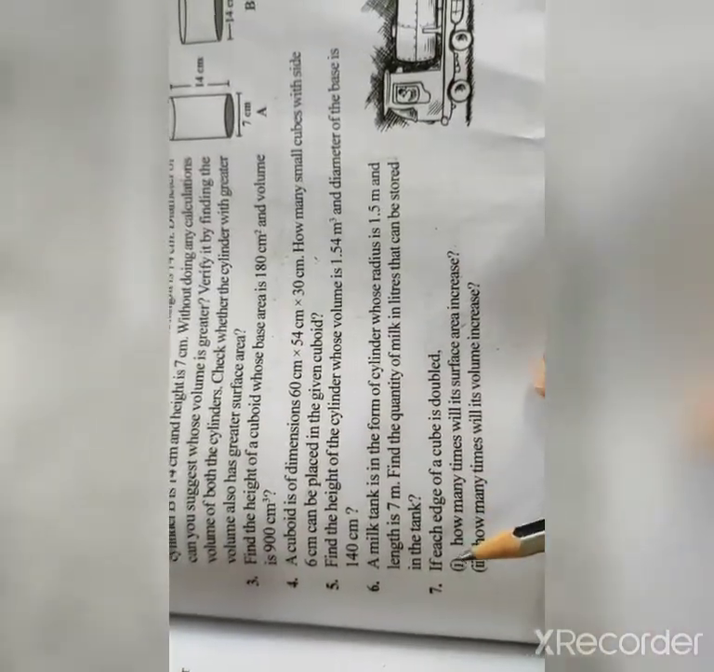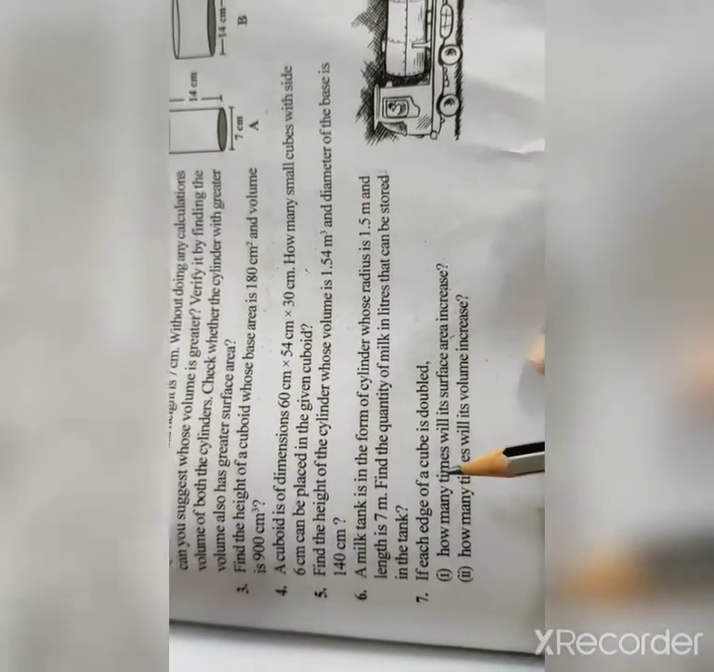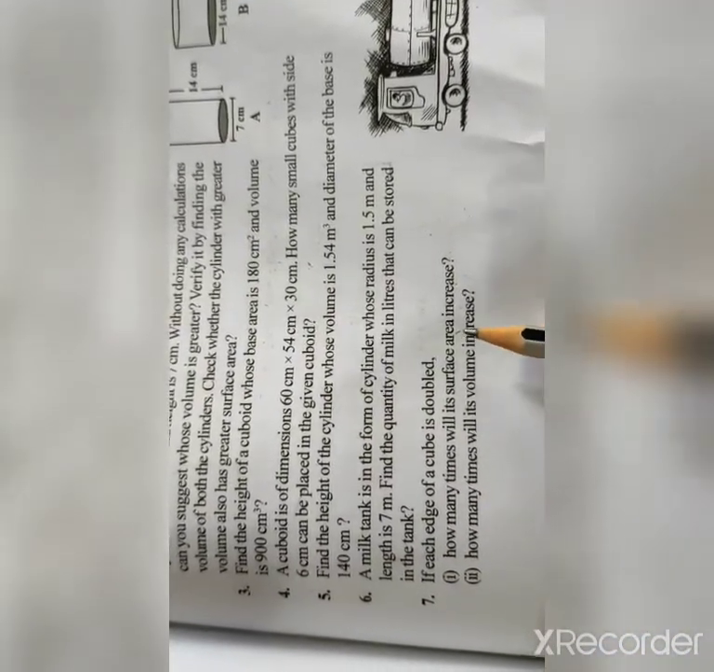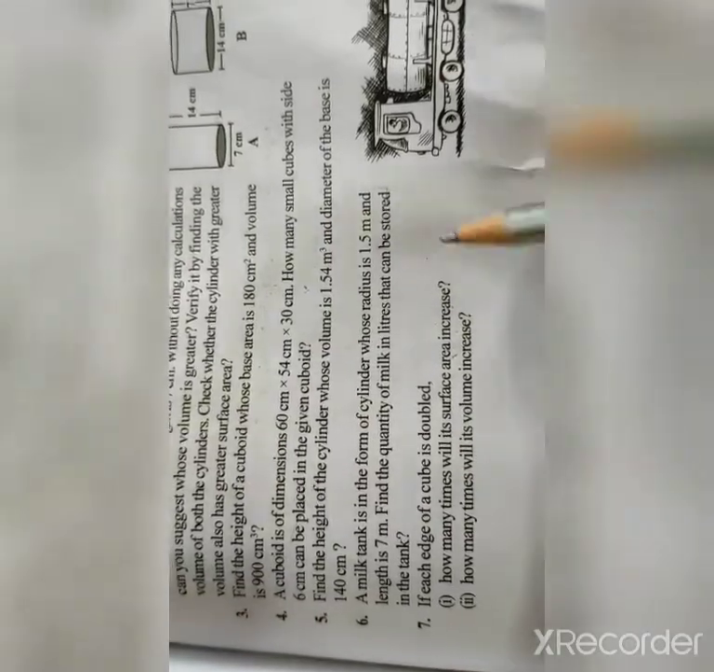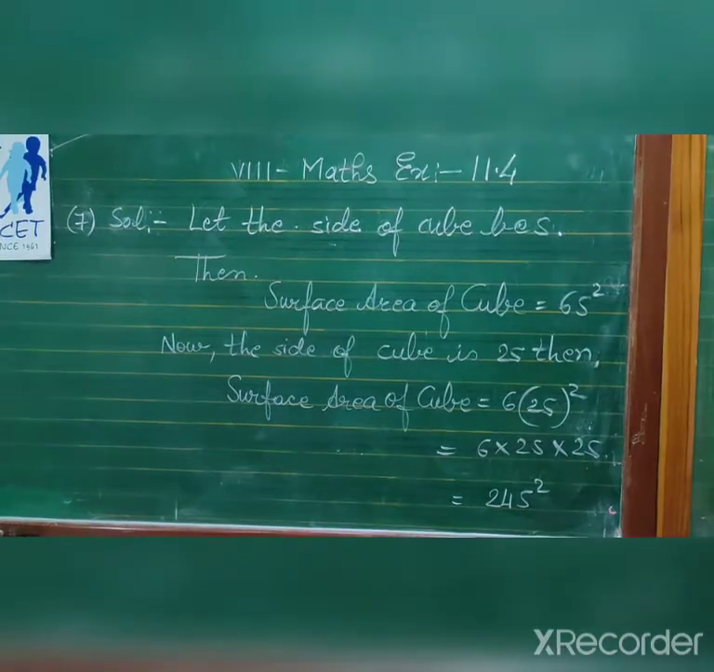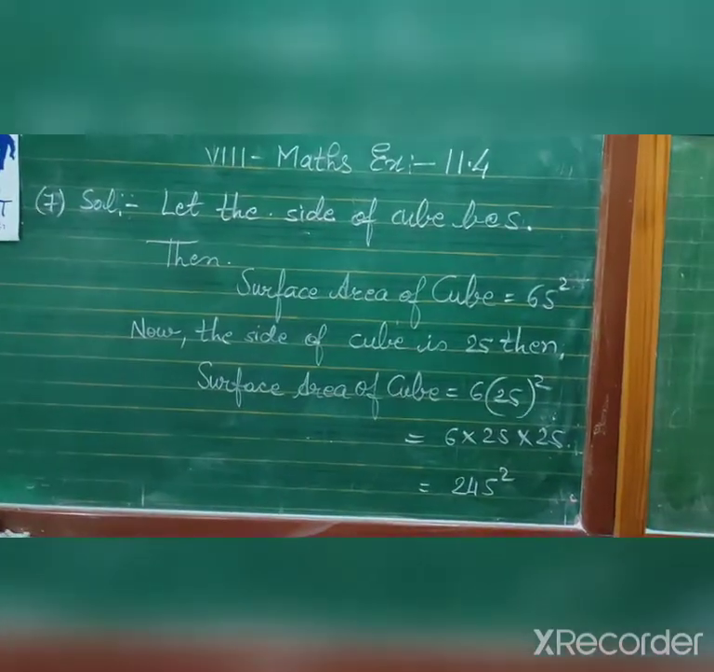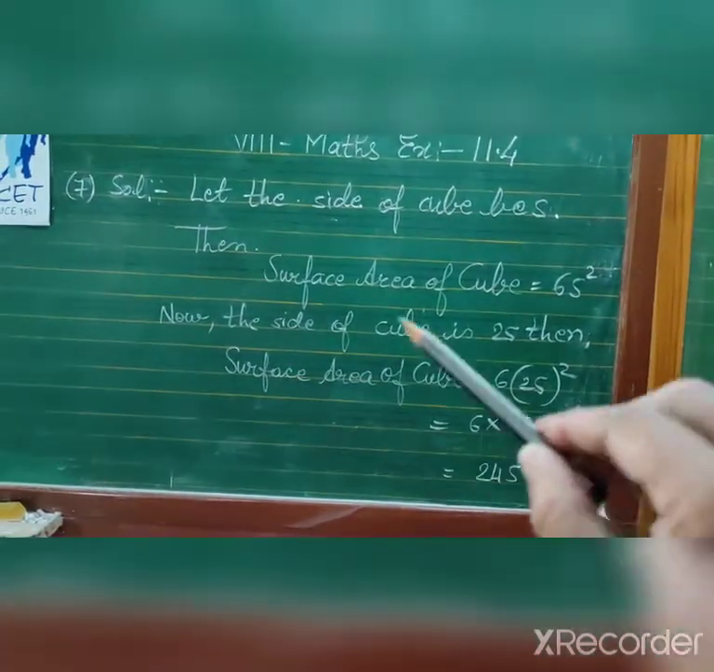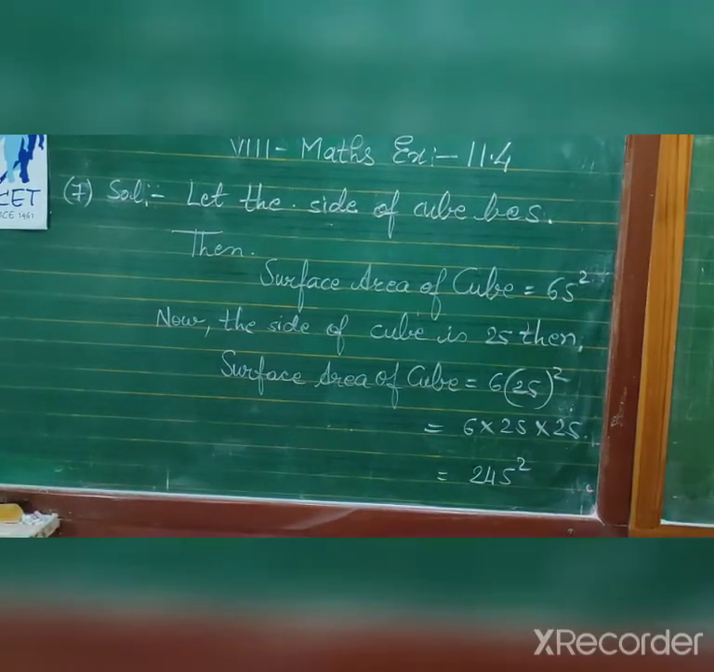Now see, seventh question. If each edge of a cube is doubled, how many times will its surface area increase? How many times will its volume increase? Let us start. In this situation, first we will assume the side of the cube. So let the side of the cube be s. Then the surface area of the cube, the formula is 6s square.